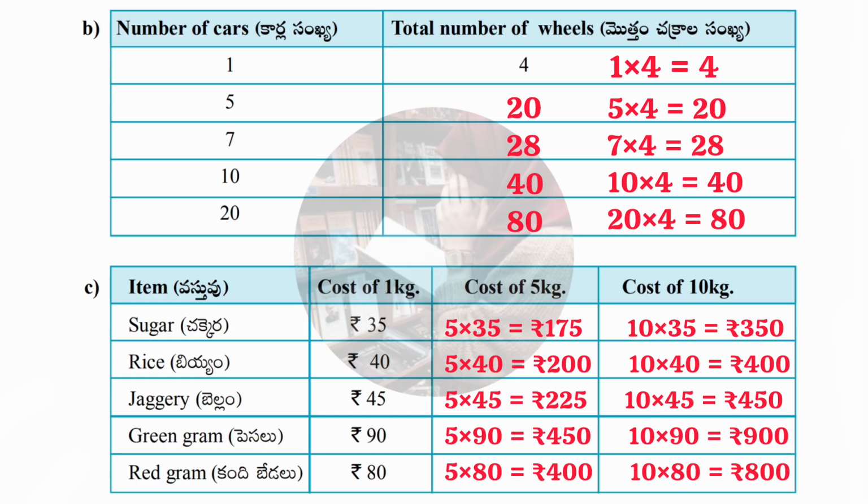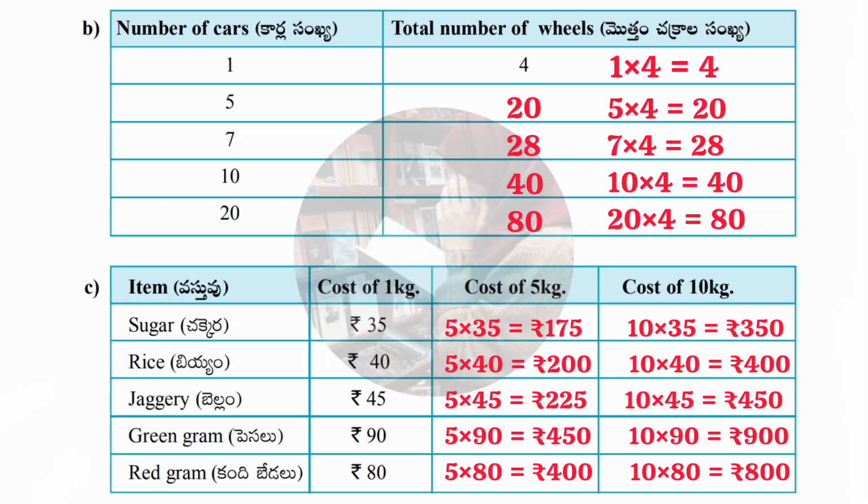Next one is rice. Rice 1 kg cost is 40 rupees. Now we have to find the cost of 5 kg rice. So 5 multiplied by 40. Here 1 0 is there. 5 4s are 20. Write down 1 0. Means 200 is your answer. Cost of 5 kg rice is 200. Next, cost of 10 kg rice means 10 multiplied by 40. Here 4 ones are 4, then just write down 2 zeros. So 400 is your answer for 10 kg rice.